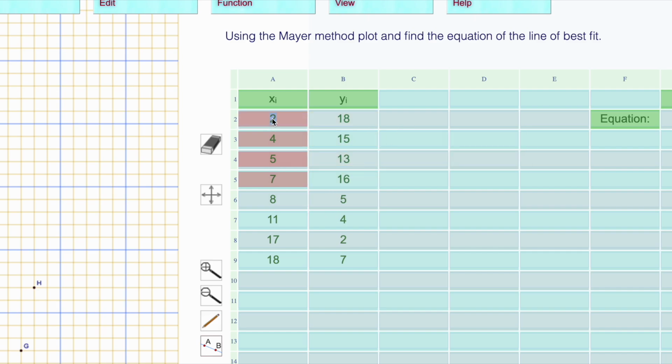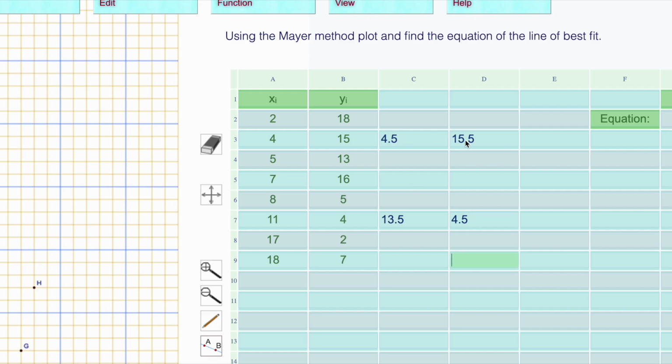I'm going to find the mean of the first half. I'm going to do that for the x's: sum of these values divided by 4. Do the same for the y values. And then I'm going to do the same for these x values here, the last 4. Sum of these values divided by 4. And the same for the y values.